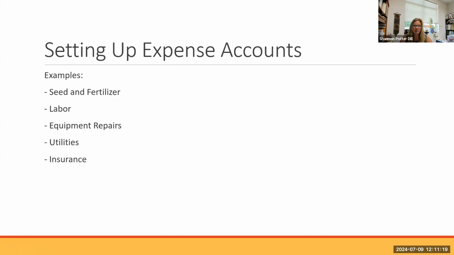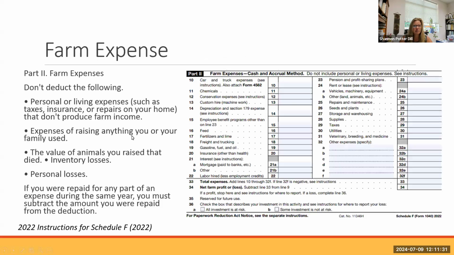We're going to move into the expense accounts. So the examples here are seed and fertilizer, labor, equipment repairs, utilities, and insurance. And what you're going to do here is look at part 2 of the Schedule F. Again, I think it's very important that this is at least your bare minimum of accounts that you're keeping, that you're coding every expense to one of these categories. All right, and there's 32 listed here, and you have some others that you can add in.